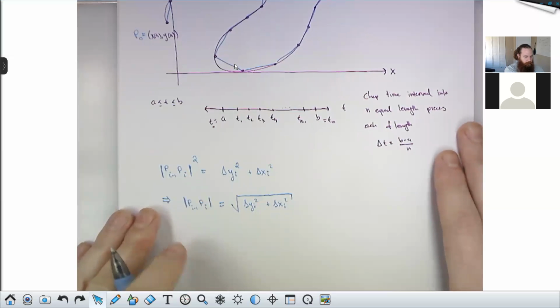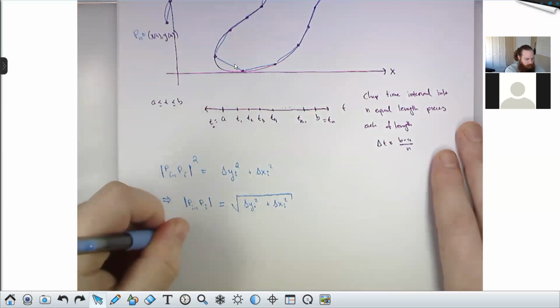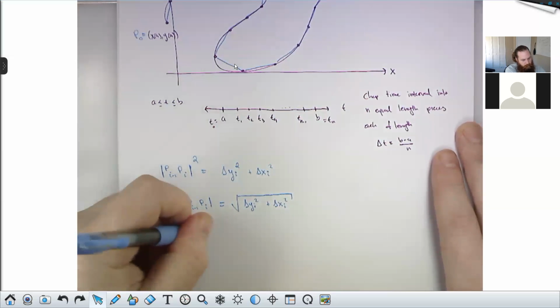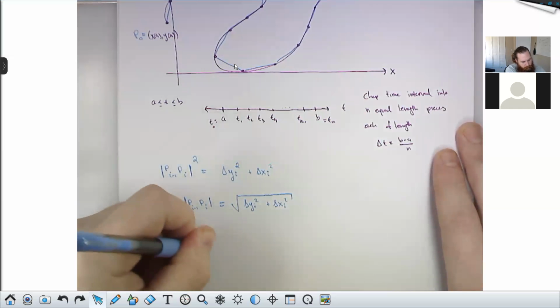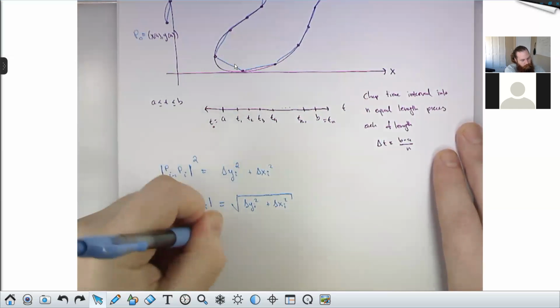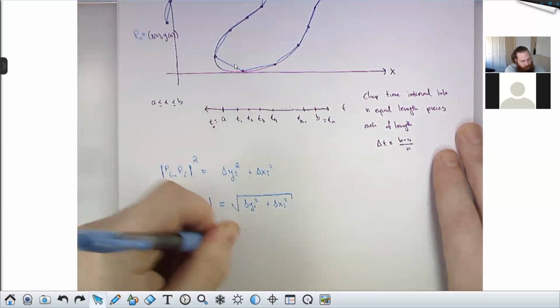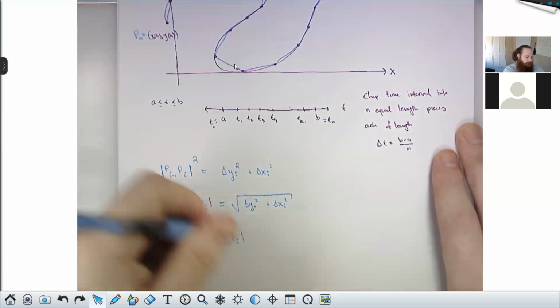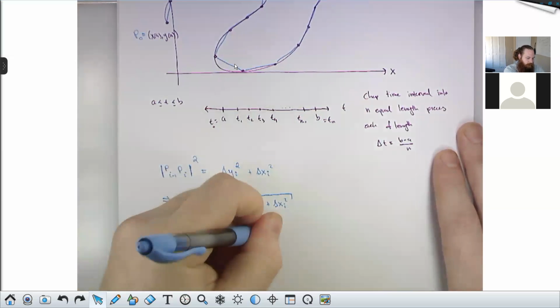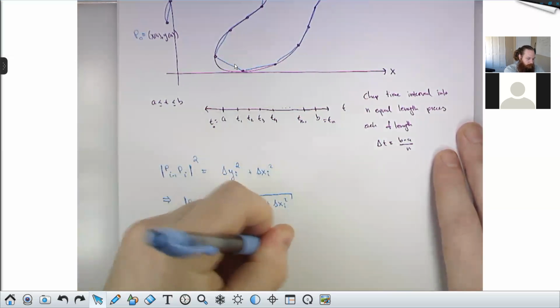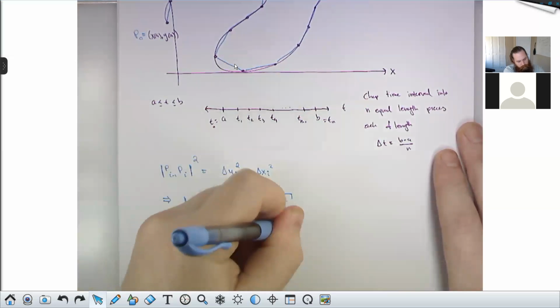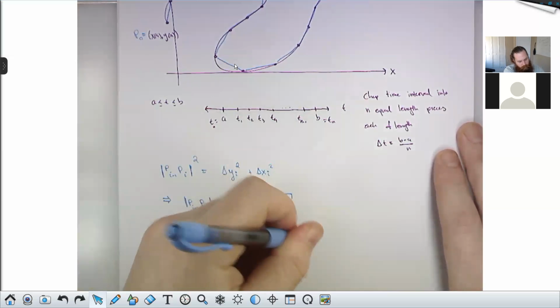And then you can sum. You can say that the arc length is approximately the sum from i equals 1 to n of all these little lengths, which is the sum from i equals 1 to n of these square roots.